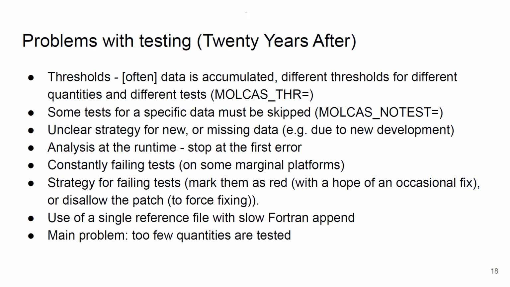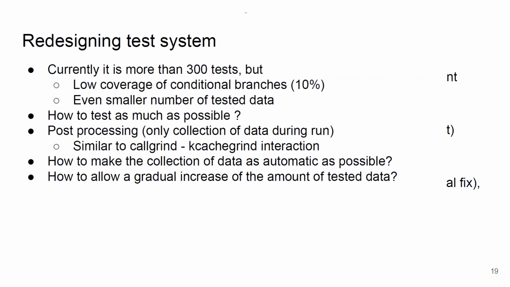It's also quite unclear what to do if you have not a different number, but, for instance, a missing number or new data. Is it an error or not? And also this analysis was done at runtime, so any error will simply stop your calculation. So a lot of minor things, but the main problem here is that too few quantities are tested, because you usually test only publishable quantities, numbers which you can compare. And that, believe me, is not a true thing to do. Now, in Molcas and Open Molcas, we have something like 300 tests.